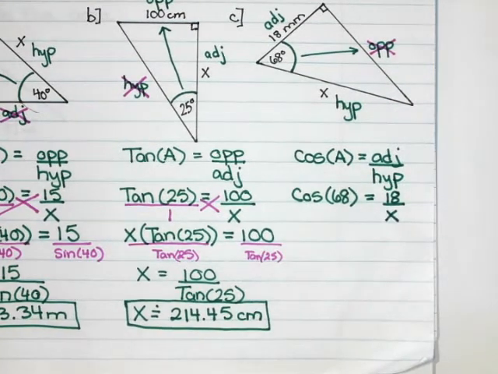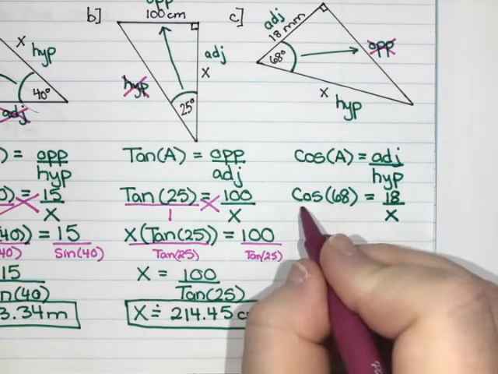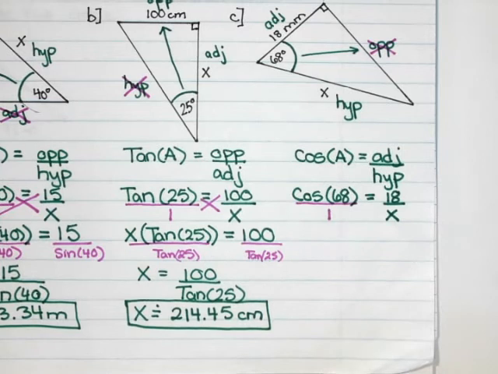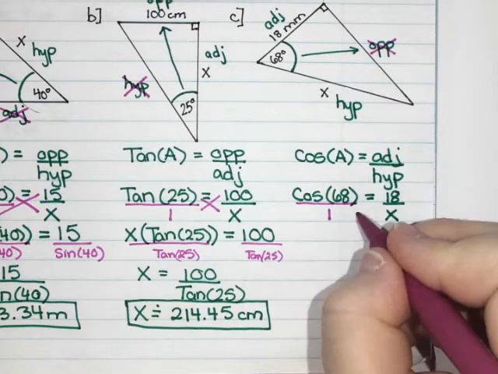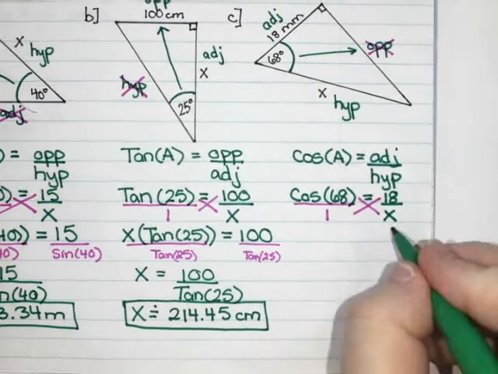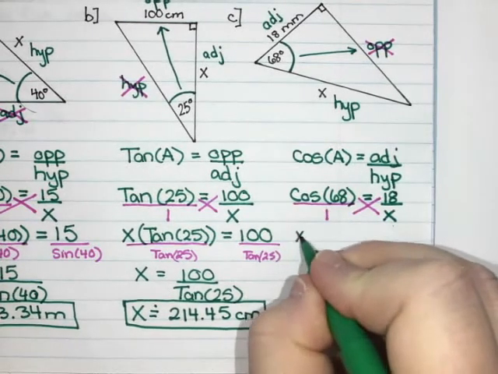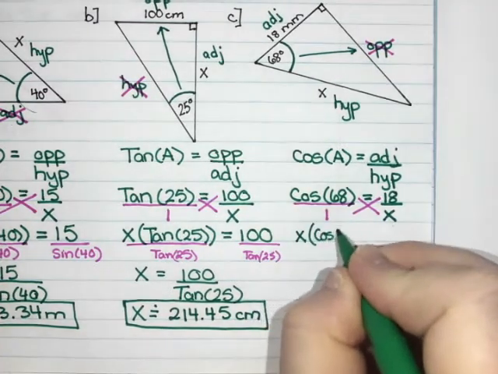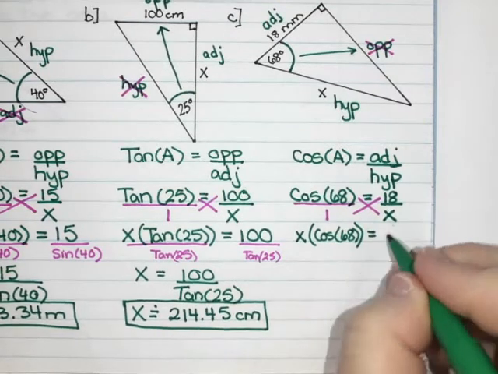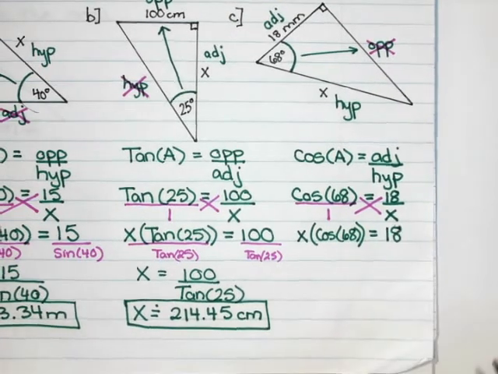So from here, I am going to cross multiply. And in order to do that, I'm going to draw in the secret denominator of 1 underneath that cosine of 68. And then I'm going to multiply across that equal sign. So x times cosine of 68 equals 1 times 18, which is 18.